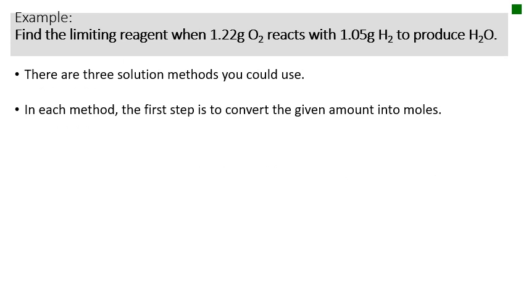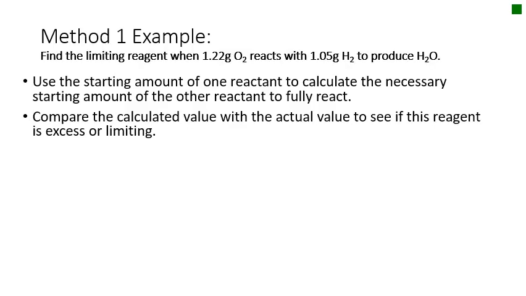There are three different methods you can use to solve these problems. I'm going to use this example to illustrate each method. In each case, the first step will always be to convert your given amount into moles. For method number one, you will start by converting one of your reactants into the other. If completely using up one reactant requires more than is present for the other reactant, that reactant will be in excess. If the amount needed for the second reactant is less than what is present, then that reactant will be the limiting reactant. So let's look at an example to show you how this works.